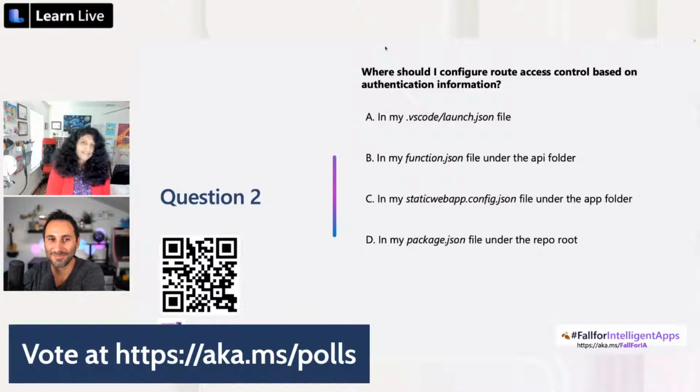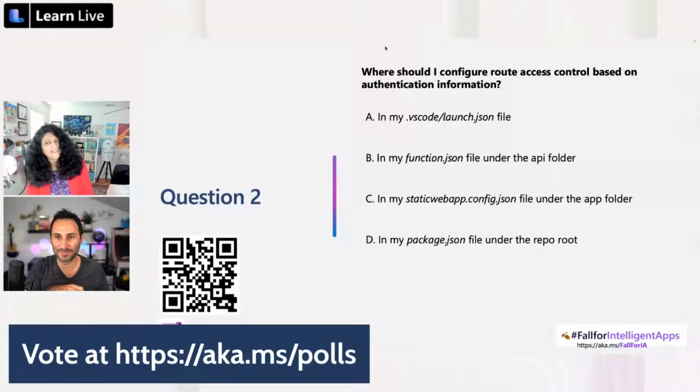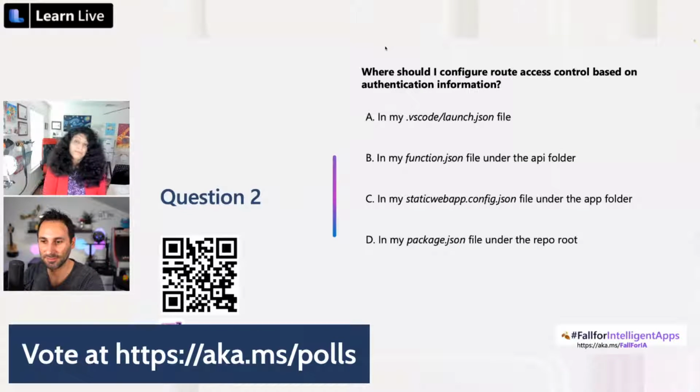Is it A, your VS Code launch.json? Is it the function.json that's in the functions implementations? Is it the static web app.config.json file that's under the app folder? Or is it the package.json that's at the root of your GitHub repo? Which one of these is it?